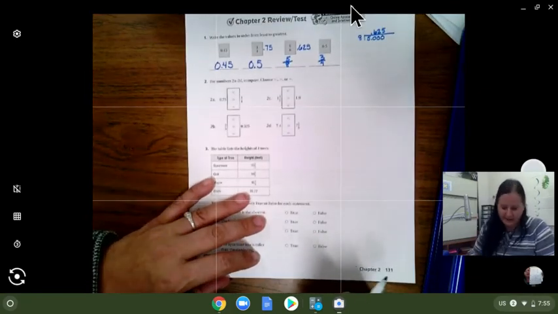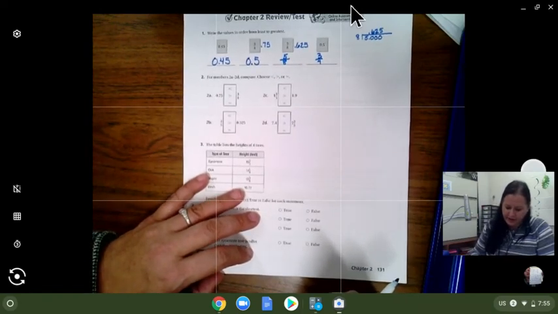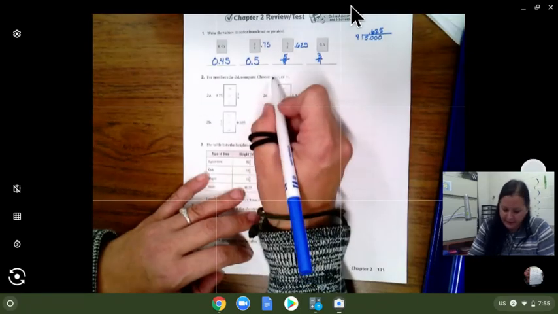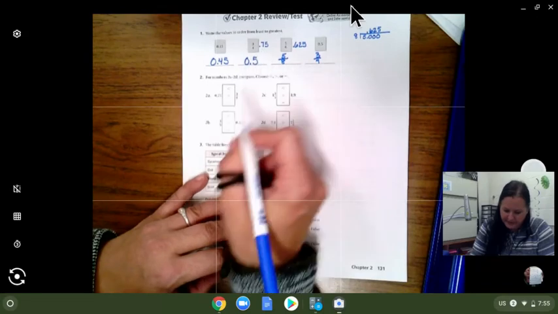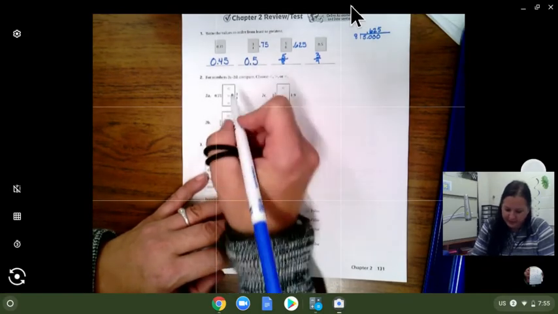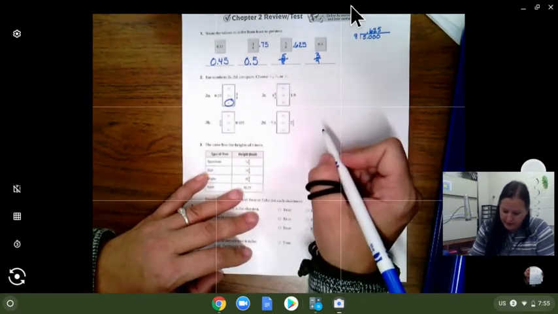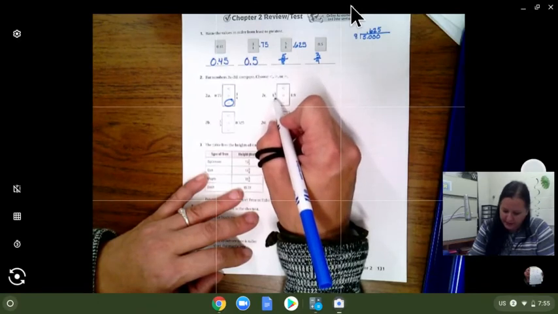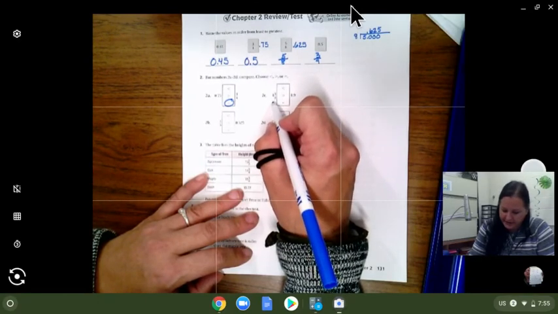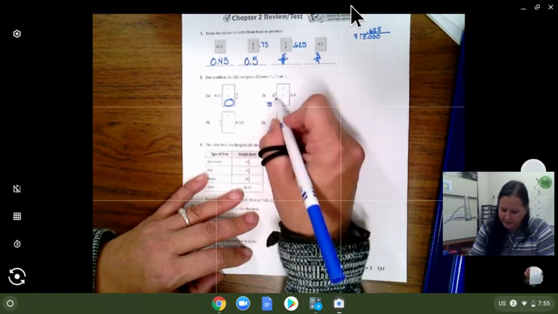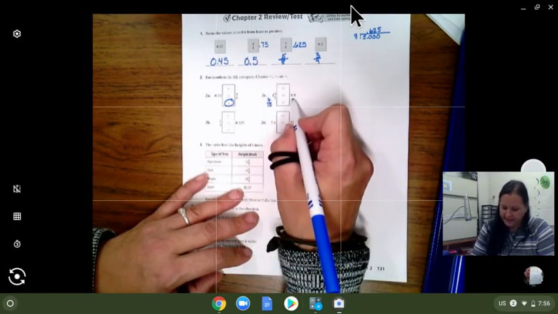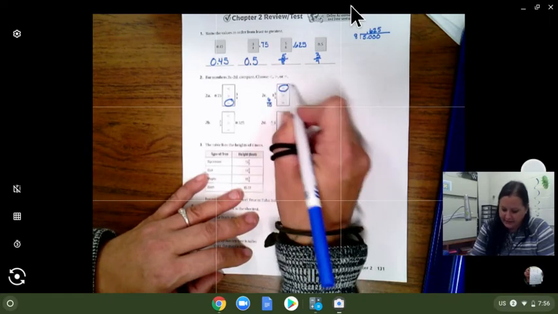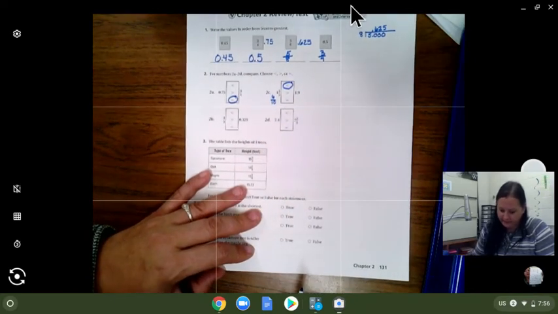The next one says, for numbers 2a through 2d, compare, choose less than, greater than, or equal to. So up here, we said that 0.75 is the same as 3/4, so those are equal. We could put this fraction into tenths by multiplying the top and bottom by 2. So I'd get 1 6/10, and this is 1 9/10. So 1 6/10 is less than 1 9/10.